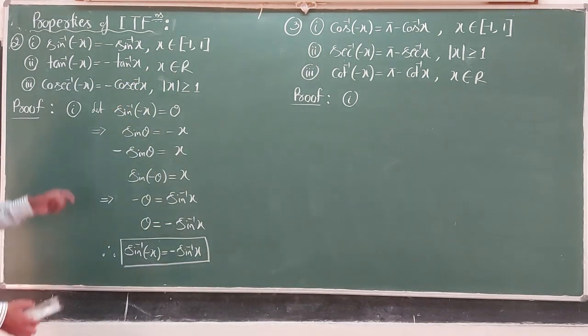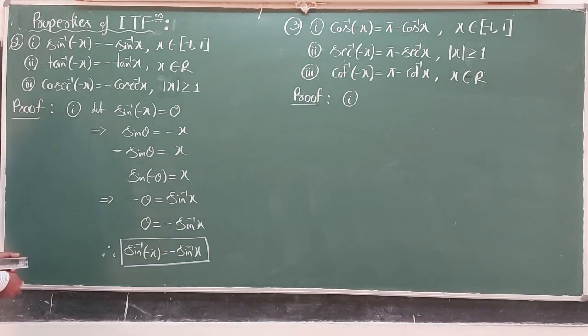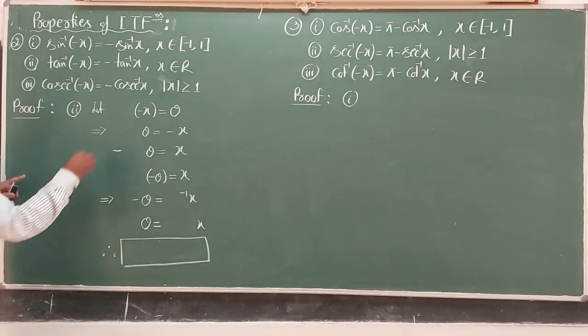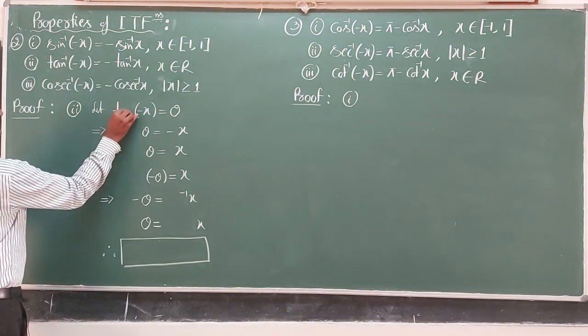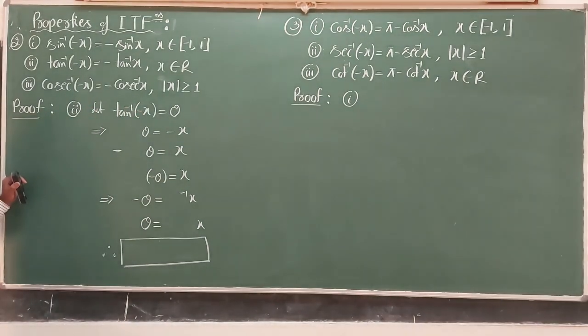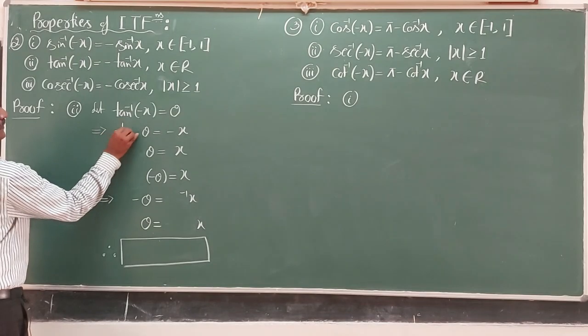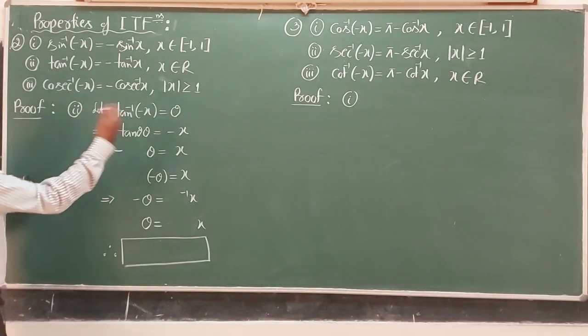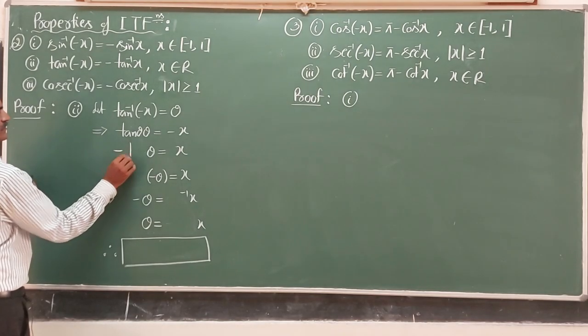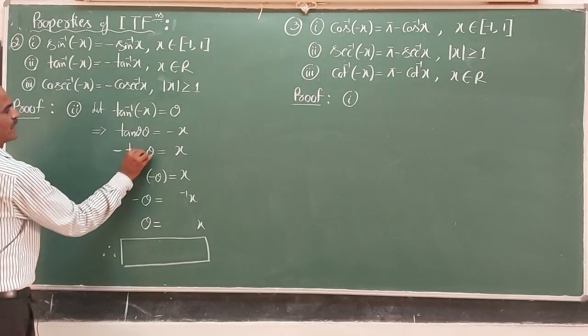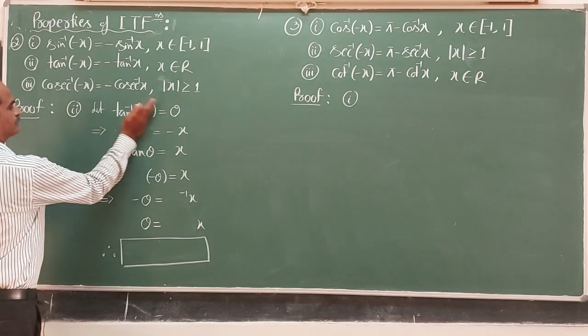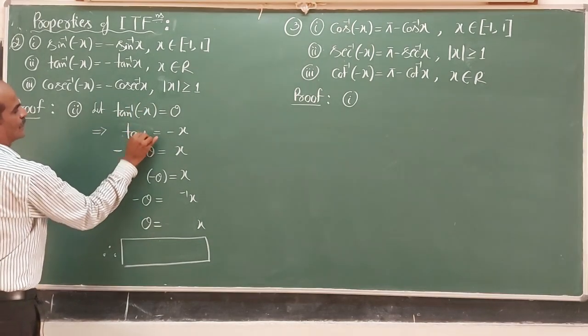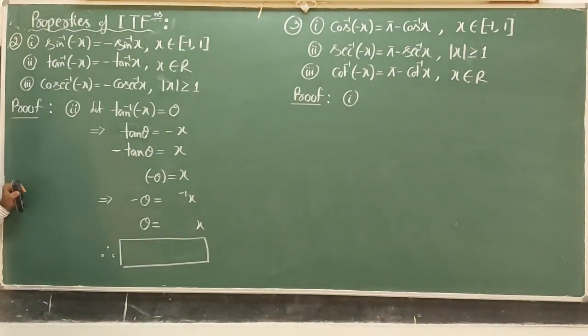Similarly, let me answer the second one. Let tan inverse of minus x equal to theta. It implies tan theta is minus x. Multiplying both sides by minus sign, it is minus tan theta equal to x.